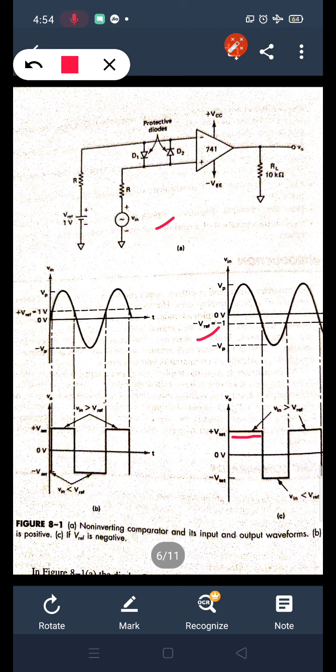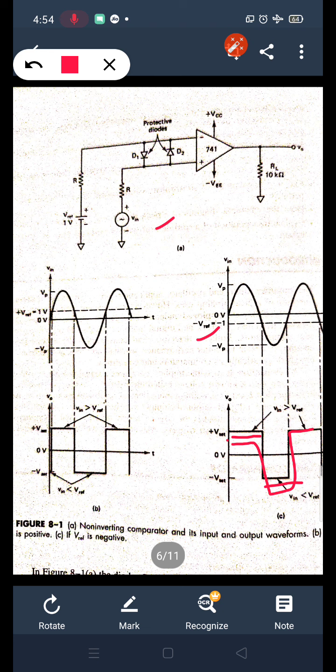On the other hand, when our input voltage is less than V reference, the output voltage is at minus V saturation. Therefore, it switches from plus V saturation to minus V saturation, and this repeats itself for the positive reference as well as the negative reference. In this way, we can compare signals by applying two inputs, one signal input and another reference input. So this is regarding the comparator.